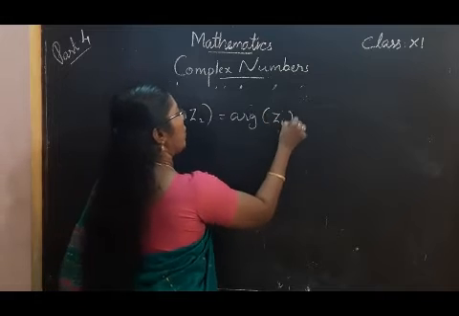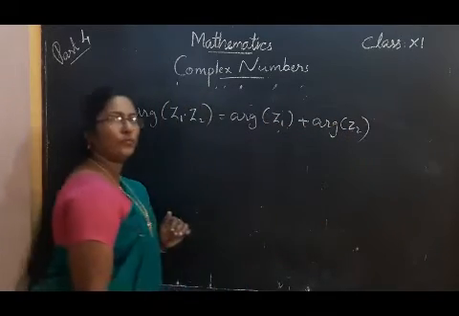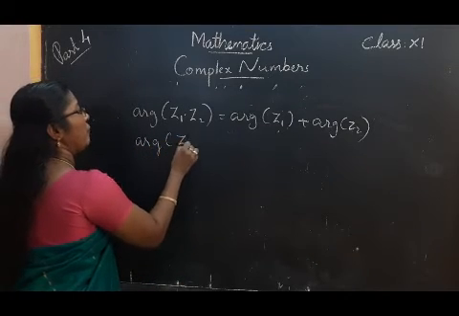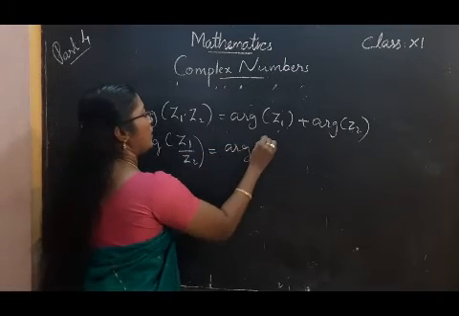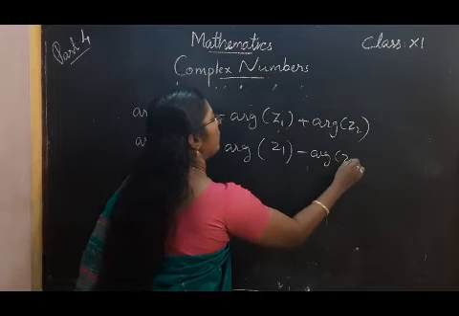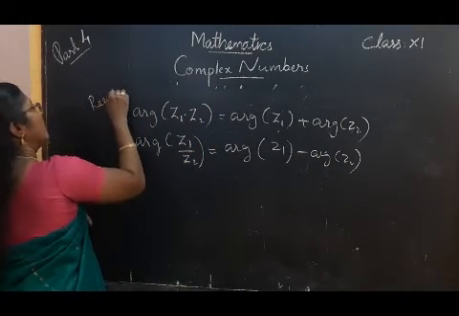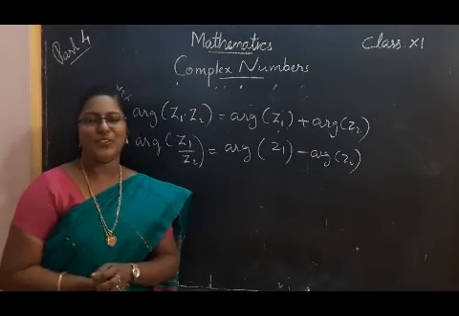Now the results: the argument of z1 times z2 equals argument of z1 plus argument of z2. Another result is the argument of z1 by z2 equals argument of z1 minus argument of z2. These are two important results.